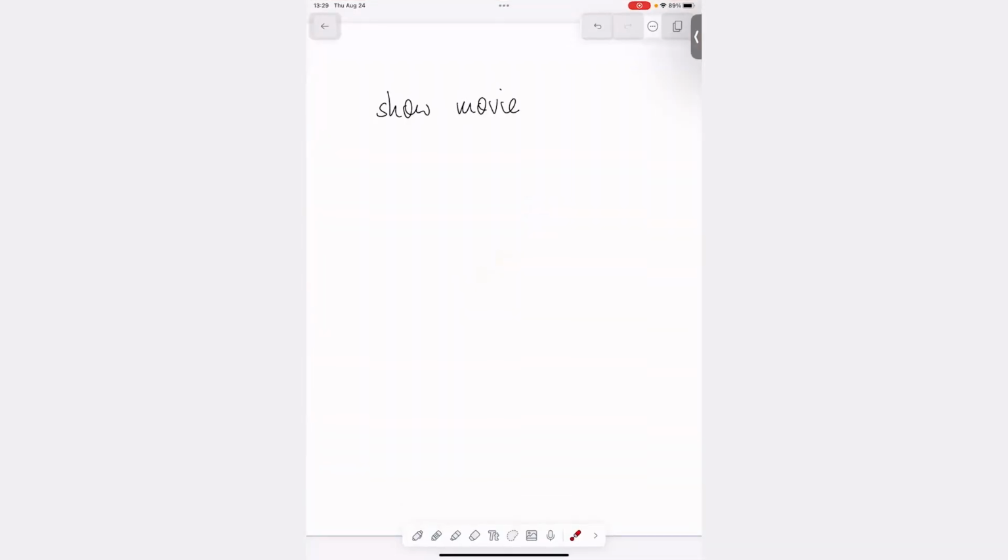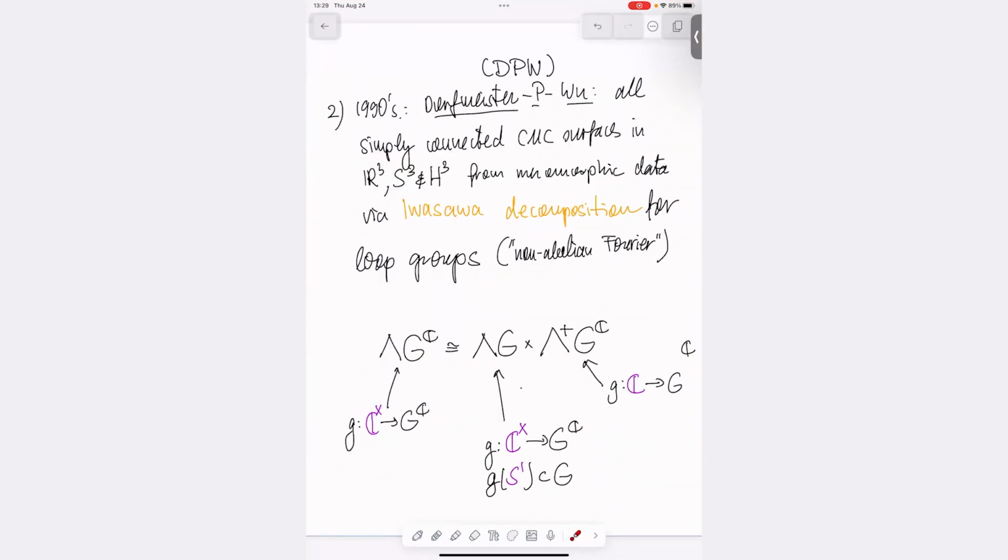So no more movie. Okay, another soft method is what's called the DPW method, standing for the authors Dorfmeister, Pedit, myself, and Wu.